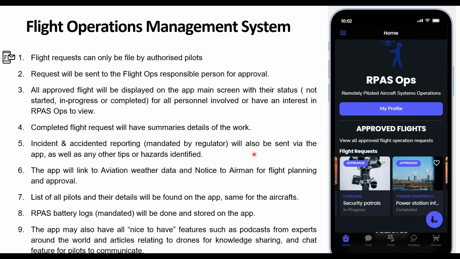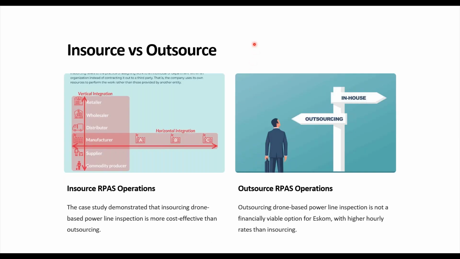And if we have a system that can do it digitally, it will improve our operations. As I mentioned earlier on, we use a service provider and we did it ourselves as well. At this stage, we wanted to see if we outsource or insource, and the business case told us that insourcing is a better option for Eskom, even though some services like battery management or aircraft repair may be outsourced, but the entire operation should be insourced, should be done by us at Eskom.